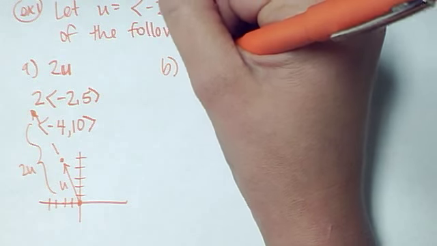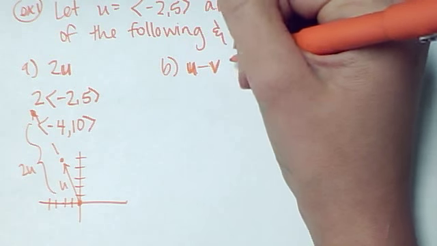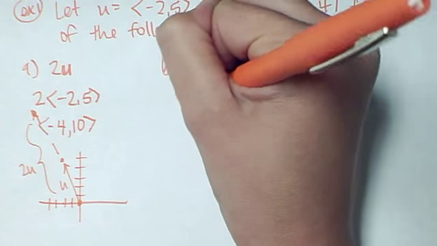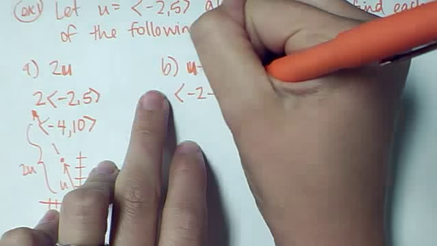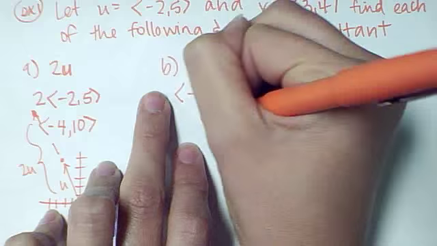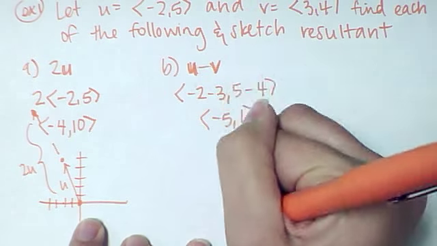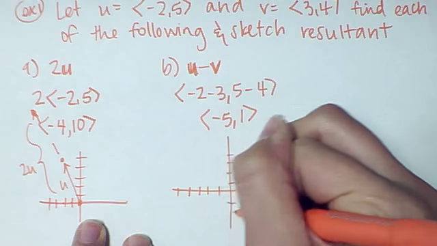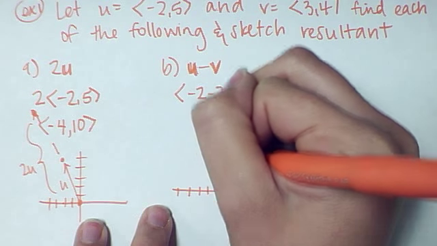If I look at part B, which is vector u minus vector v, then I'm going to do u, which is negative 2, 5, minus 3, 4. So negative 2 minus 3, and then 5 minus 4, which results in negative 5, 1. So I'm going to go ahead and draw my x and y axis. Draw both vectors u and v, and then their resultant vector. Vector u would be negative 2, 5.